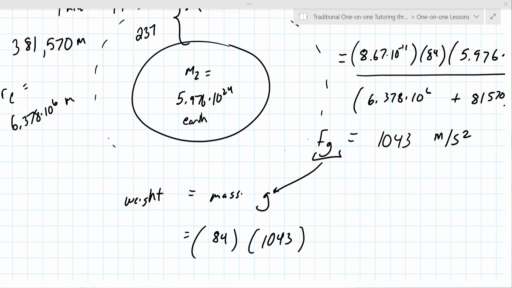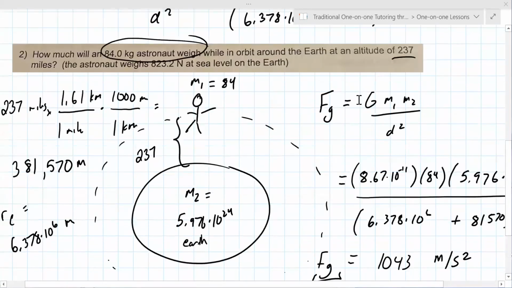Wait, where did you get the 6.67 times 10 to the negative 11? That's G. That's the gravitational constant. It's always that. Oh, okay. It never changes.